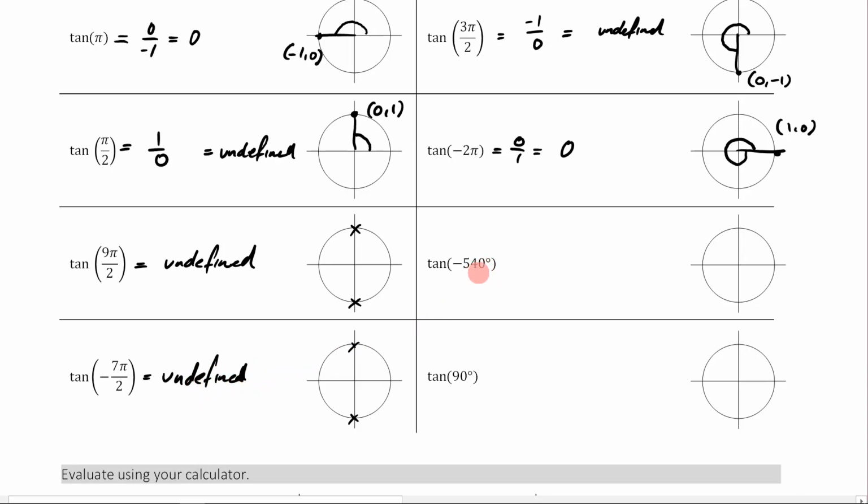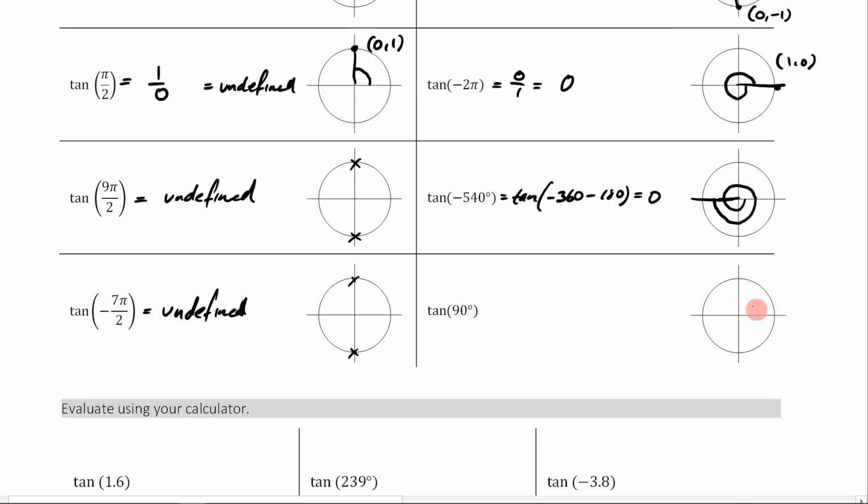For this one over here, negative 540 degrees, and it's negative, so that means I'm going to be going this way. That's 360 degrees, and now I just have to add another 180 onto that, which will bring me here. So what I did there is I said, hey, I know that this is the same as negative 360 minus 180, and that means what I'm going to be left with is simply 0, because it's just taking me right there. And that's horizontal. Last one, tan of 90. Tan of 90 is just that one. As you can see, it's a vertical line. It's going to be undefined.